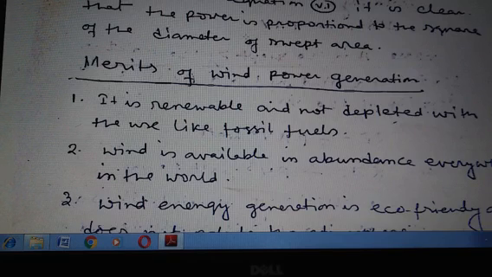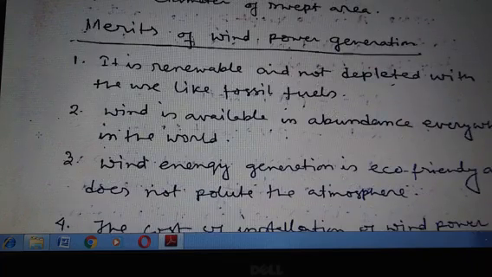Next, an island in a lake or sea. Next, a mountain gap which produces wind continuously. So these are the selection of site.